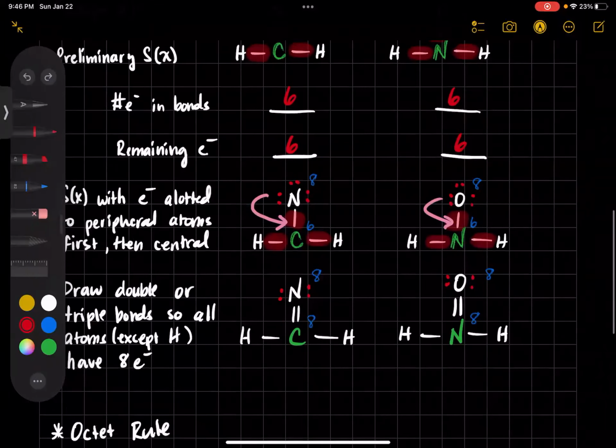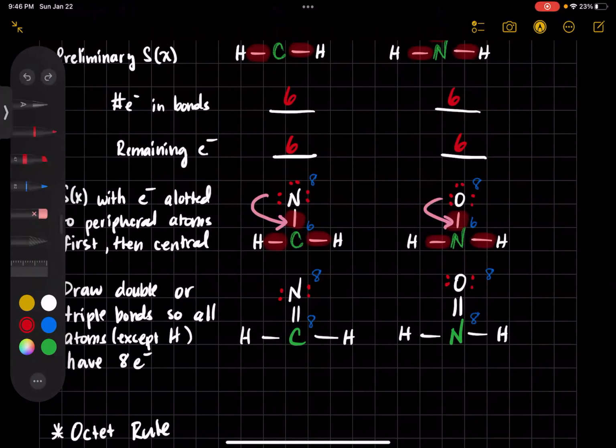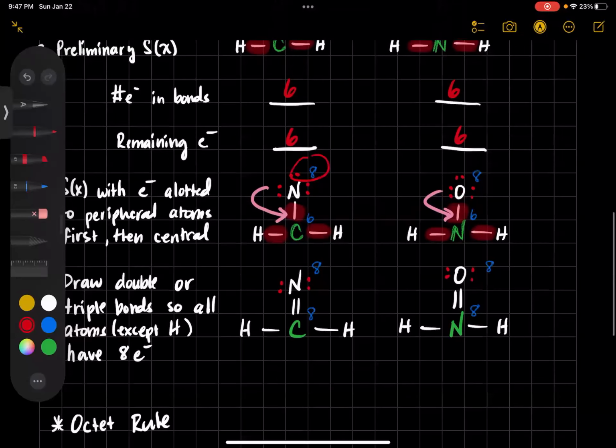We allot these remaining electrons to the peripheral atoms, starting with the most electronegative one. Fortunately, there's only 1 peripheral atom for us to allot electrons to, so it makes our job easy. So it's 2, 4, 6 electrons go to nitrogen. Now we have no more electrons left to allocate. Likewise, 2, 4, 6 electrons to oxygen. We count our electrons here for each atom. 6 are on carbon for the 3 single bonds, 8 are on nitrogen, 6 non-bonding electrons and 1 bonding pair. Likewise, 6 non-bonding electrons on oxygen, 1 bonding pair.